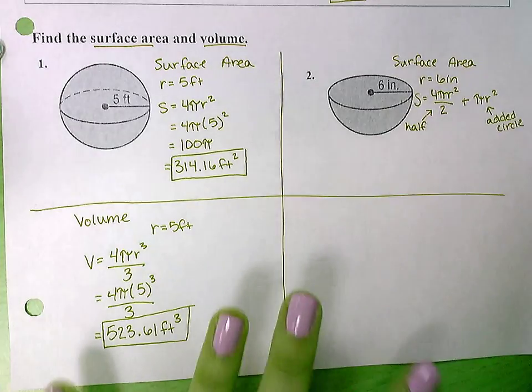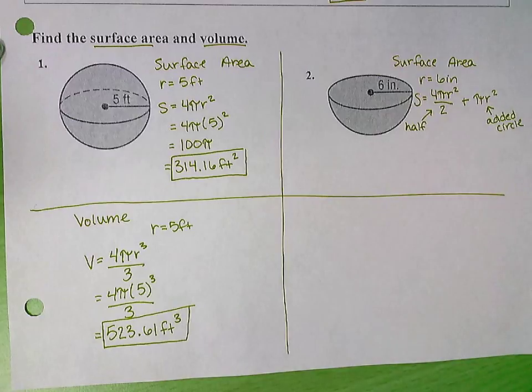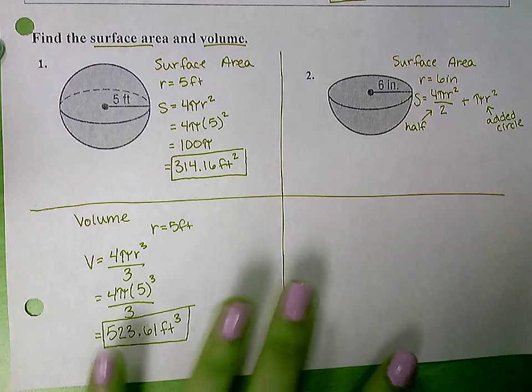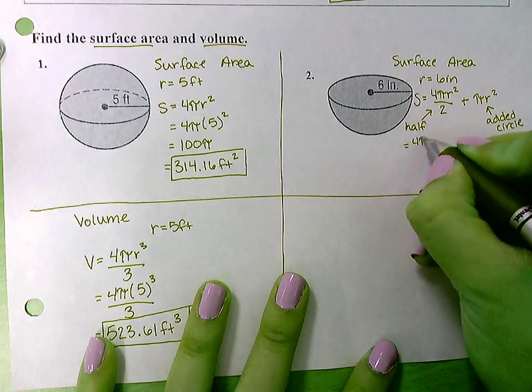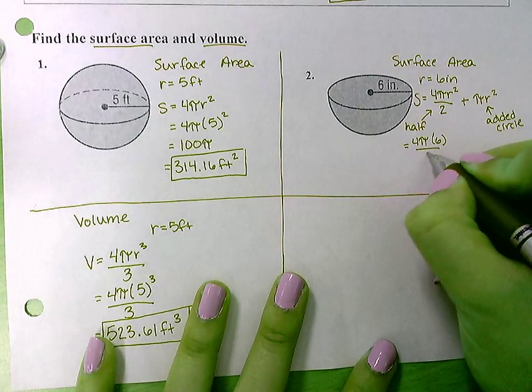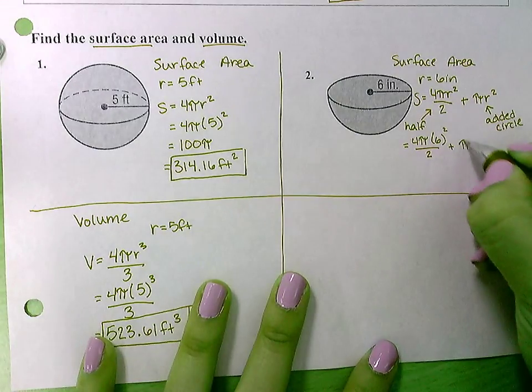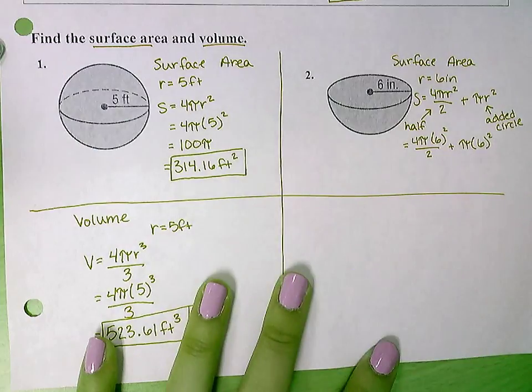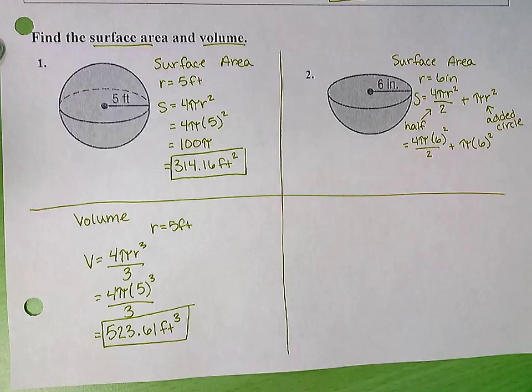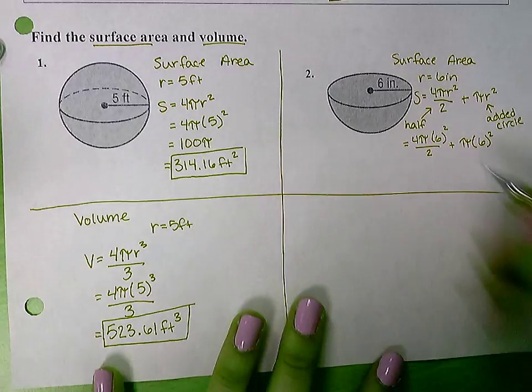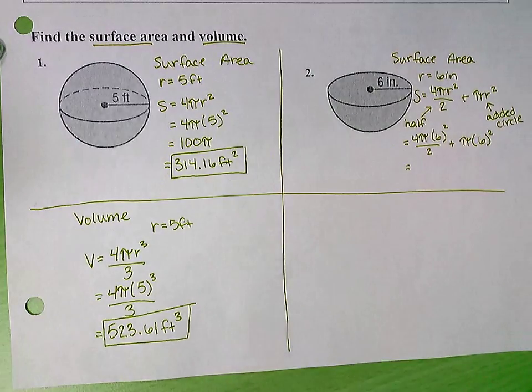Okay, so from here, what I can do is just plug in that radius then. So we have 4 pi times 6 squared divided by 2 plus pi times 6 squared. Okay, make sure you are able to enter that into your calculator before I give you the decimal.